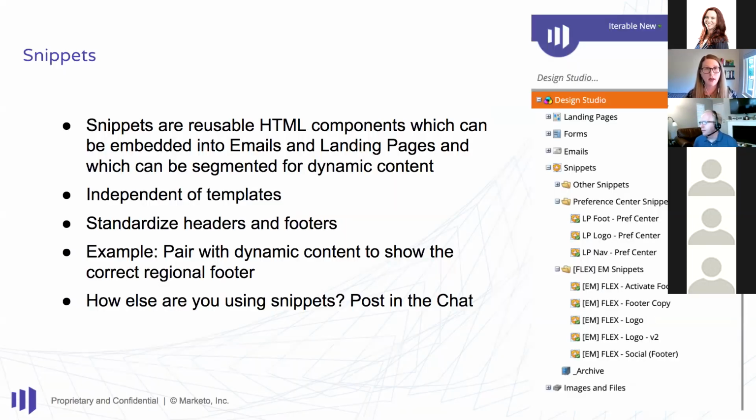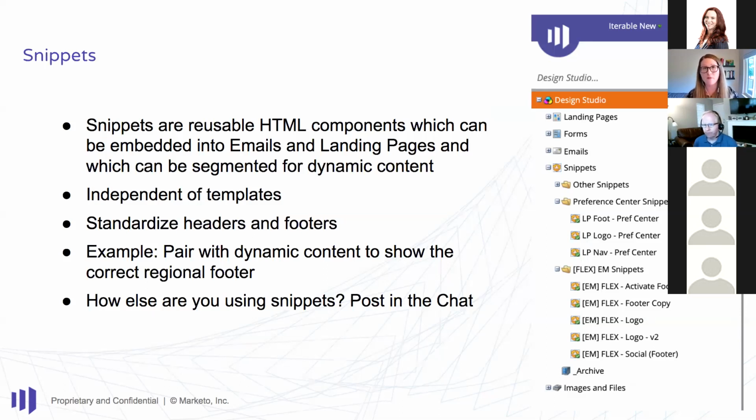And a really quick win that you can get is using snippets. Snippets is a really cool Marketo functionality, which is reusable HTML components that you can pull into emails and landing pages. And you can also segment them using dynamic content. They're independent of templates, which is pretty cool.